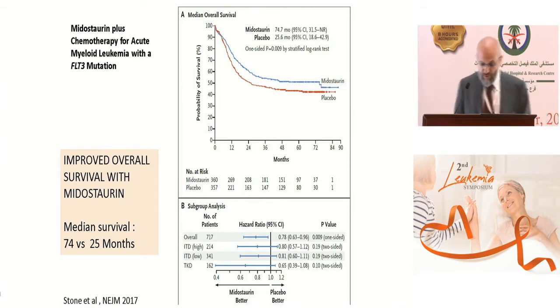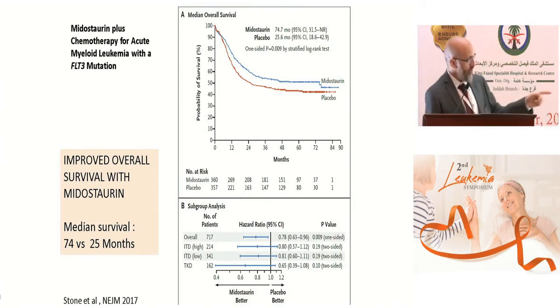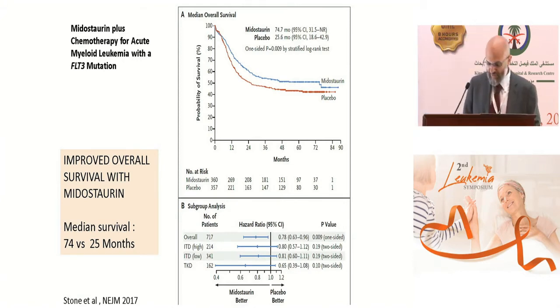So that was great news, and midostaurin was better regardless of your allelic ratio, or at least the trend was, certainly overall and in the TKD. So they all had a trend, so you didn't have to have an allelic ratio or the subtype of the FLT3 before you decided whether you wanted to give it or not.